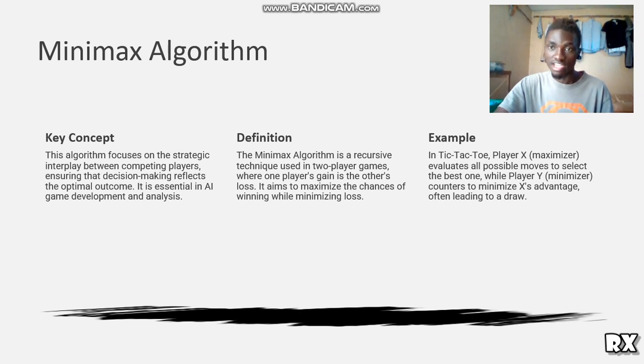Actually, to break it down, player X, who is the maximizer, wants the best move, whereas player Y wants a move which counterattacks the best move of player X, thereby reducing his chances of success or even creating a draw. So the algorithm focuses on the strategic interplay between competing players, ensuring decision making reflects the optimal outcome, as I have explained.